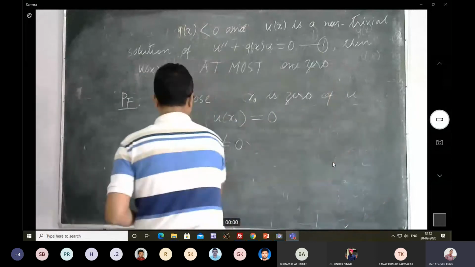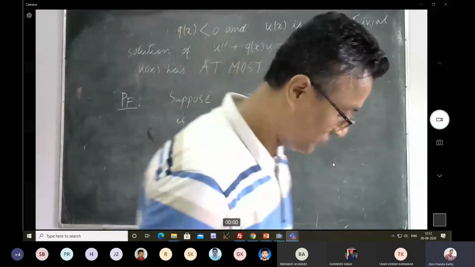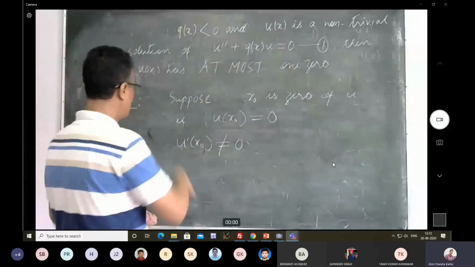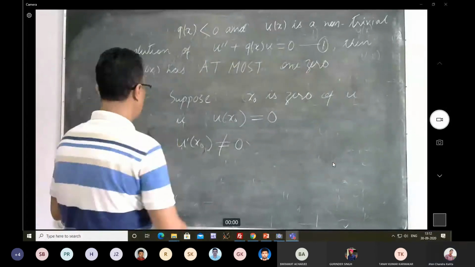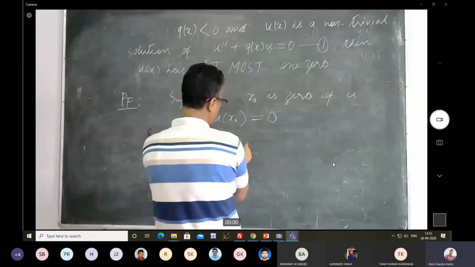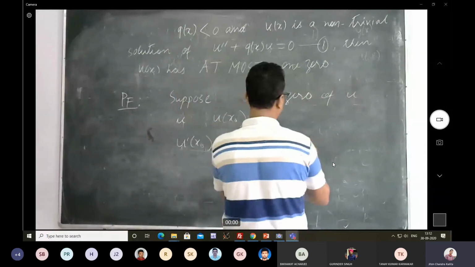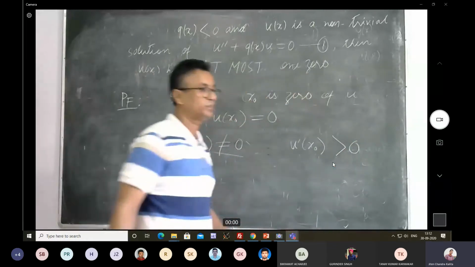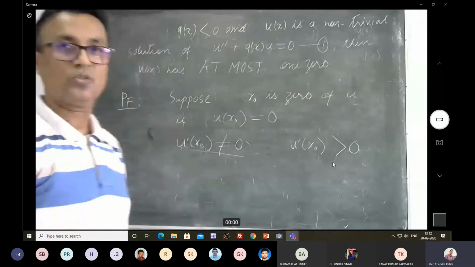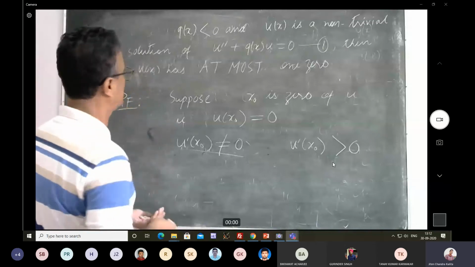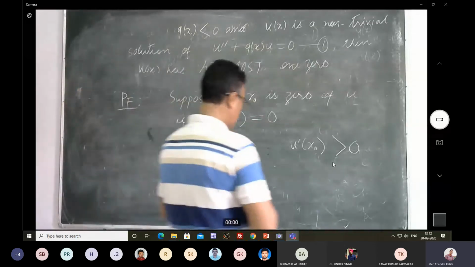So now let us assume that u prime of x naught is greater than 0, because this cannot be equal to 0. u prime of x naught is greater than 0. Okay, so now let me try to visualize the situation here.